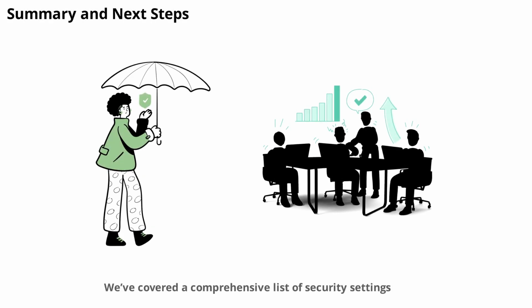We've covered a comprehensive list of security settings to enable first in your customer support software. From authentication and encryption to monitoring and disaster recovery, each setting plays a vital role in protecting your business and your customers. Start by reviewing your current setup. Prioritize the most critical settings and create a plan for ongoing security improvements.